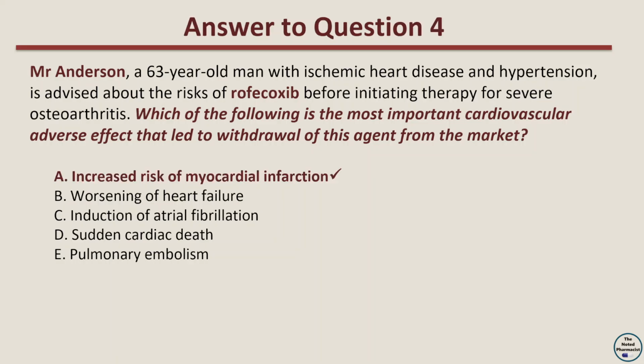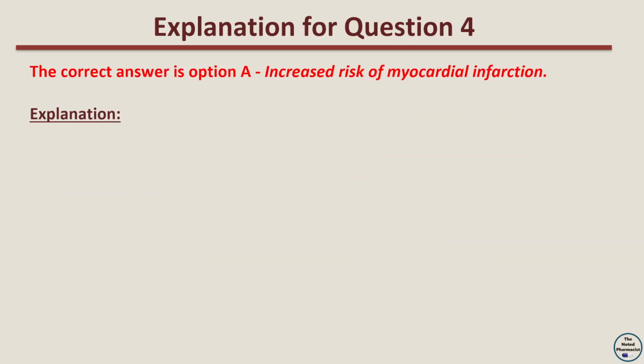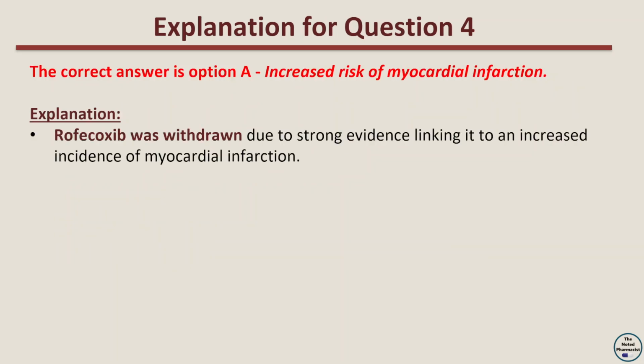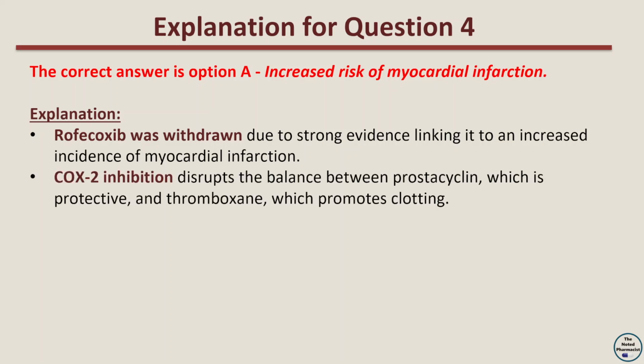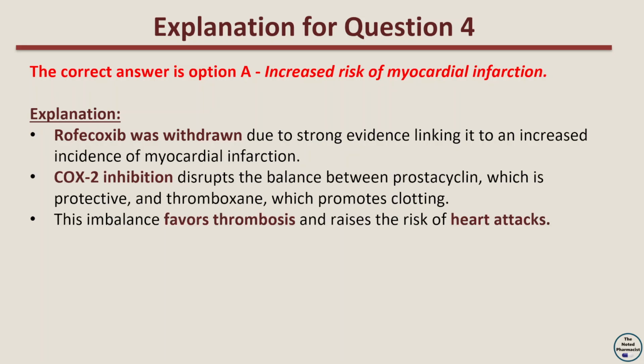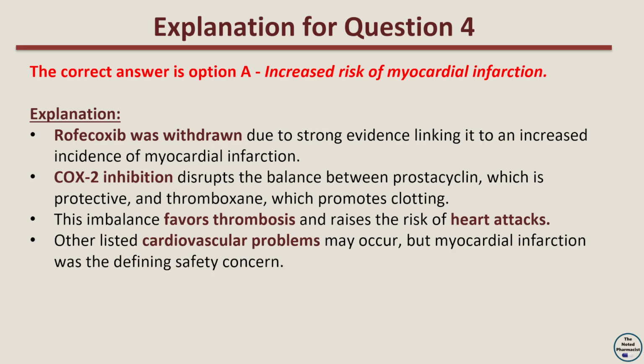The correct answer is option A. Increased risk of myocardial infarction. The explanation is that rofecoxib was withdrawn due to strong evidence linking it to an increased incidence of myocardial infarction. COX-2 inhibition disrupts the balance between prostacyclin, which is protective, and thromboxane, which promotes clotting. This imbalance favors thrombosis and raises the risk of heart attacks. Other listed cardiovascular problems may occur, but myocardial infarction was the defining safety concern.